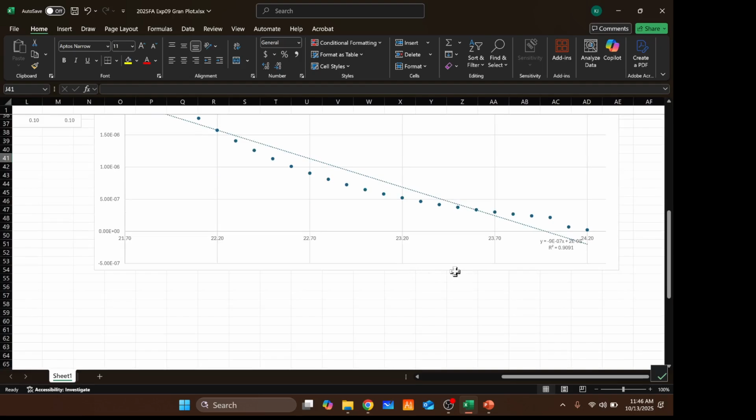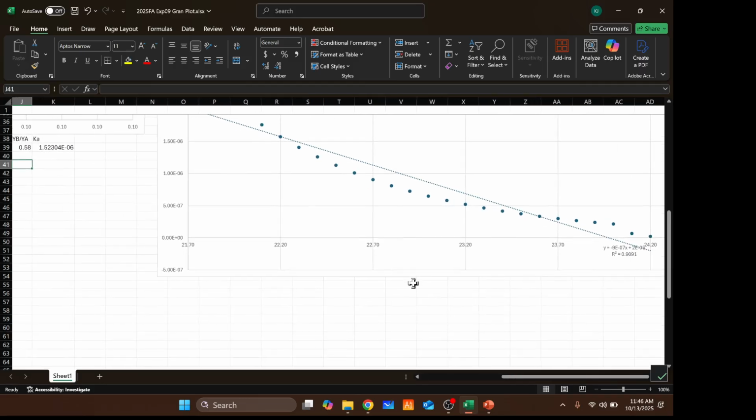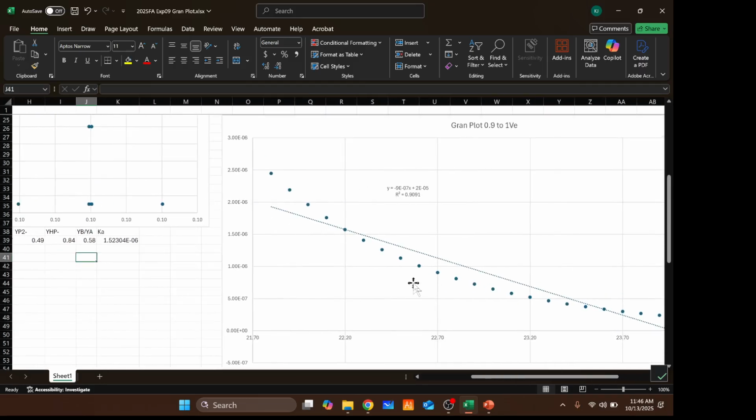Wow. The data actually worked out pretty good. Yeah, we definitely did it with something that was much lower molarity, but it worked out really nice because then you had more points. So your Gran plot is actually really good.